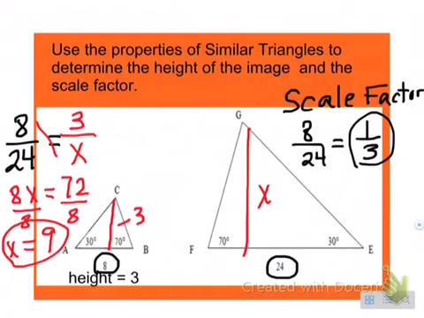So when I cross-multiplied, that gave me 8x equals 72. Divide both sides by 8, and I get x equals 9. So the height of my image has to be 9. If I find the scale factor, I compare my corresponding sides, 8 over 24, and I get 1/3.